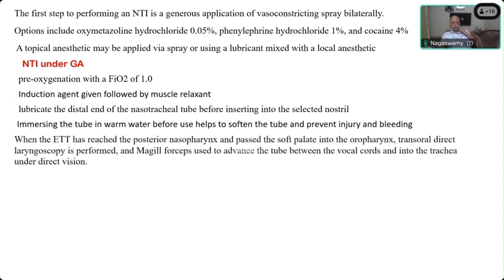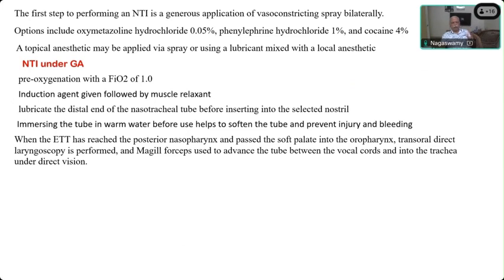When the ET tube has reached the posterior nasopharynx and passed the soft palate into the oropharynx, a transoral direct laryngoscopy is performed, and Magill forceps can be used to advance the tube between the vocal cords into the trachea under direct vision. So this is under GA.